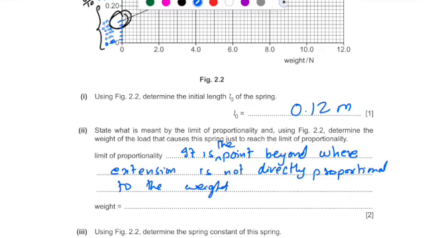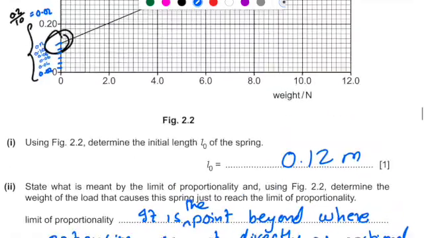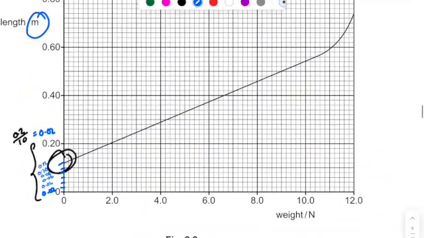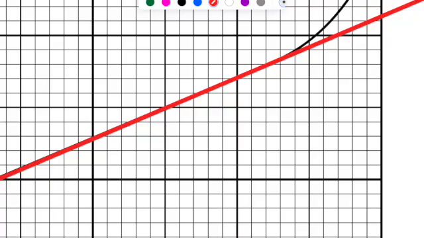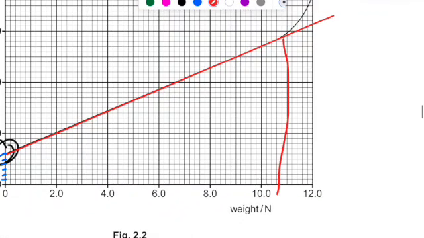Now he's asking what is the weight at which this happens. So we see that wherever the limit of proportionality is ending, wherever it's not a straight line, I'm drawing a straight line and then check. It is not becoming a straight line over here at this point. So drop it down again. So this is going to be 10.6.